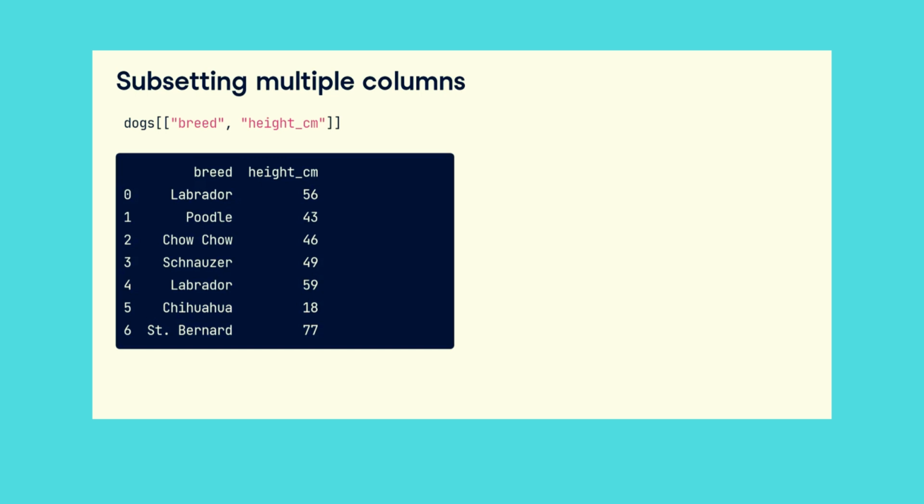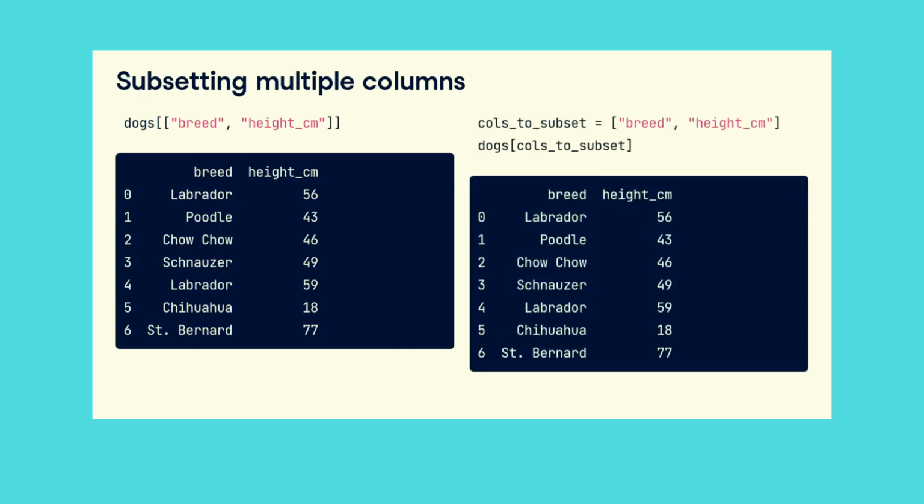In this code, the inner and outer square brackets are performing different tasks. The outer square brackets are responsible for subsetting the data frame, and the inner square brackets are creating a list of column names to subset. This means that you could provide a separate list of column names as a variable, and then use that list to perform the same subsetting. Usually, it's easier to do in one line.